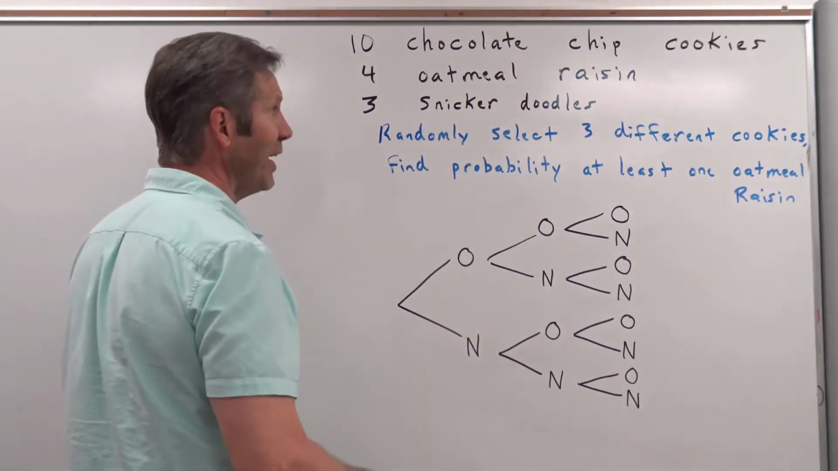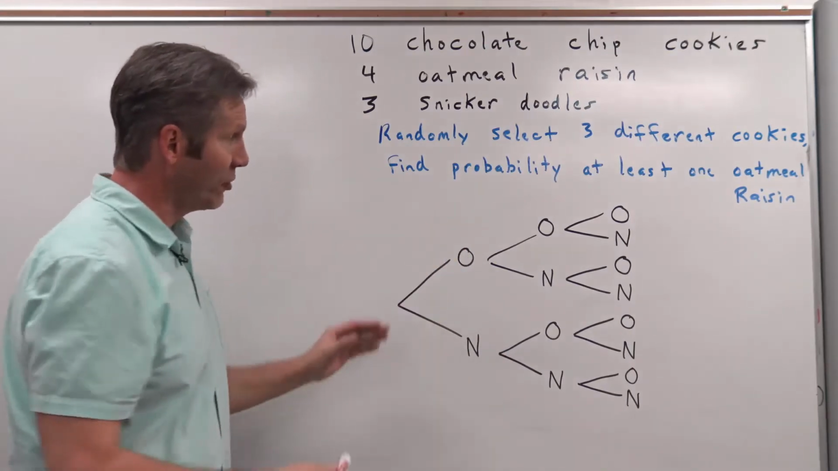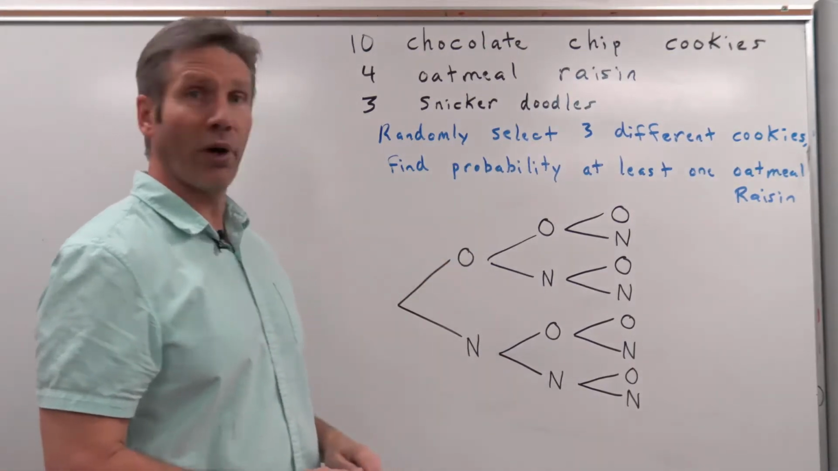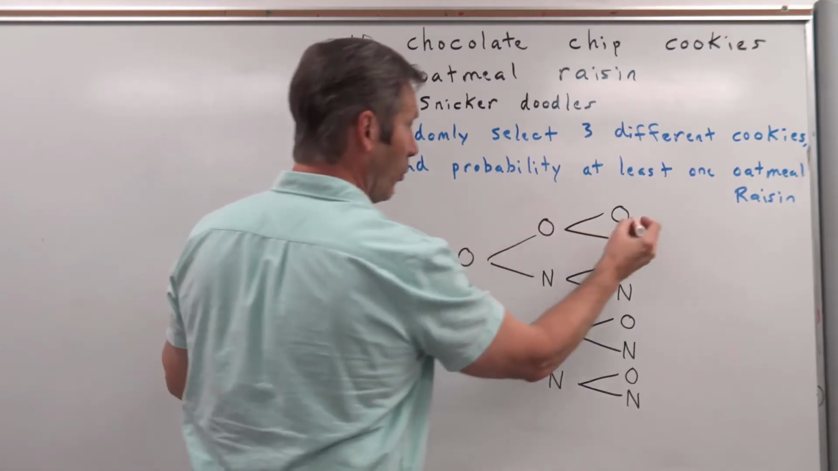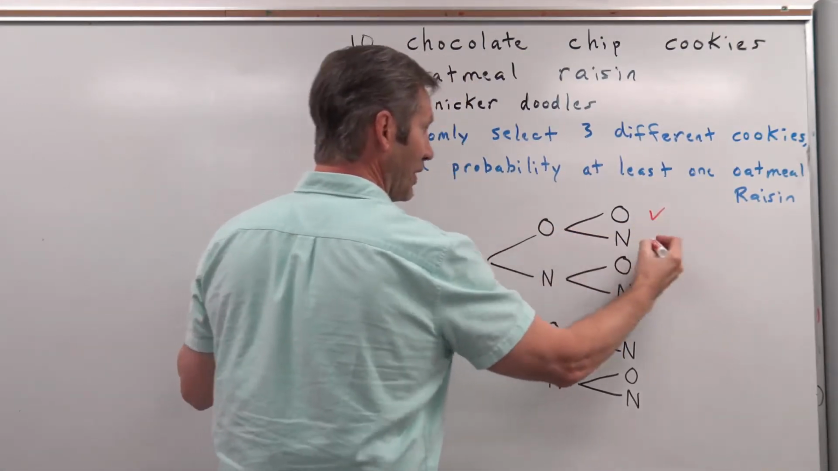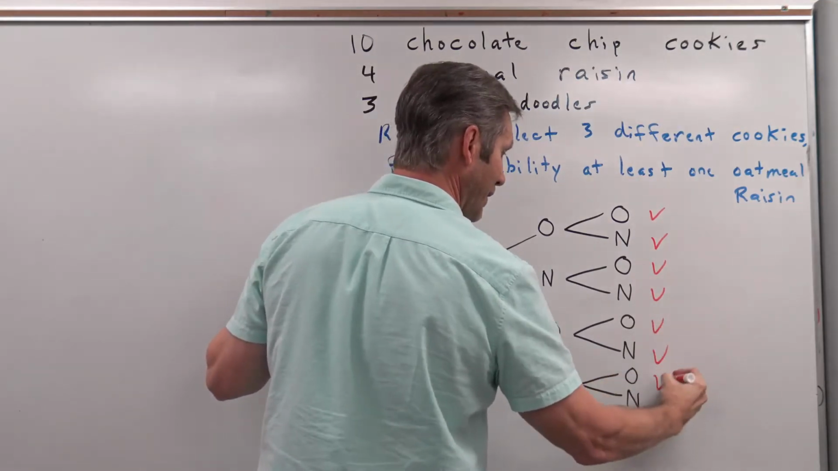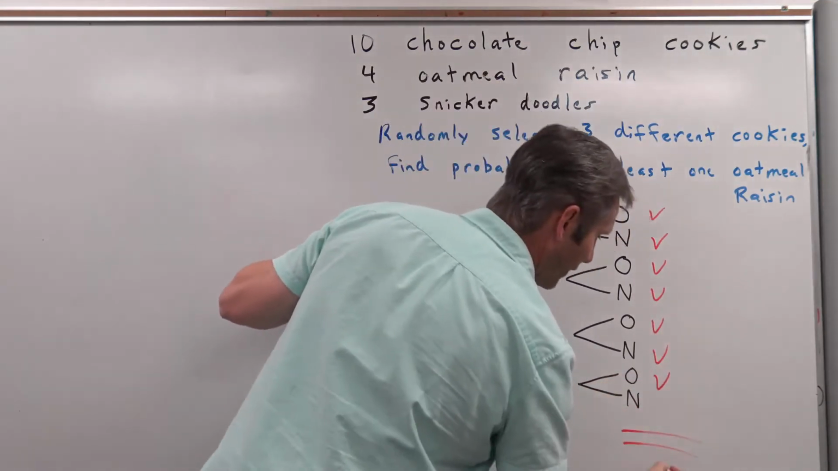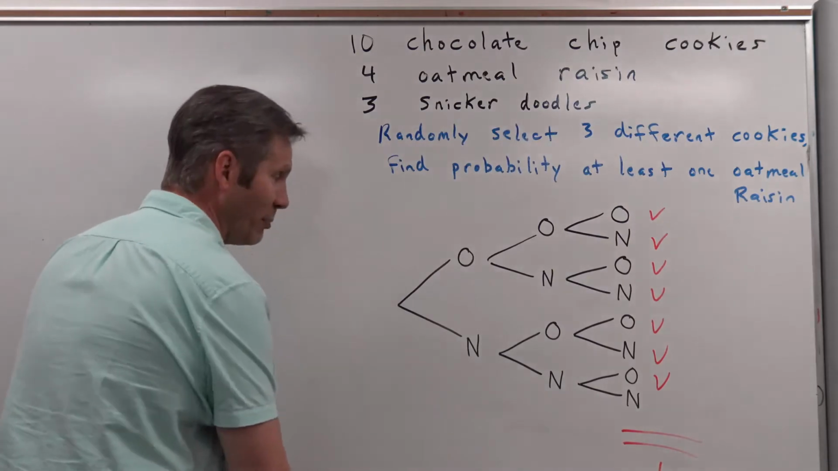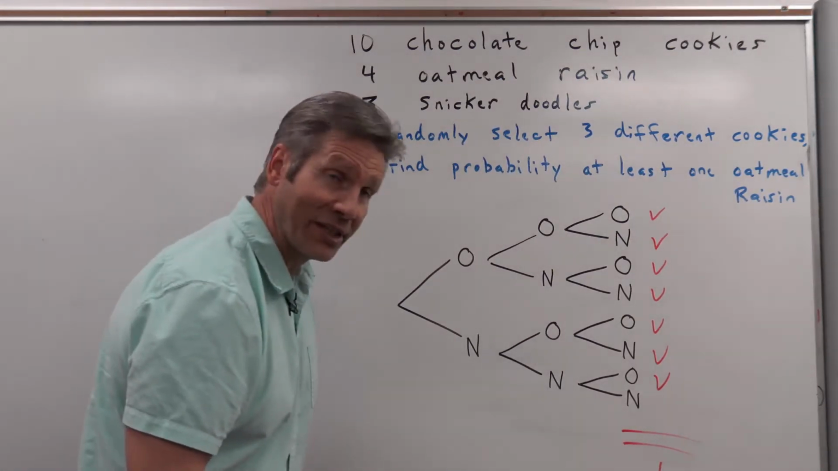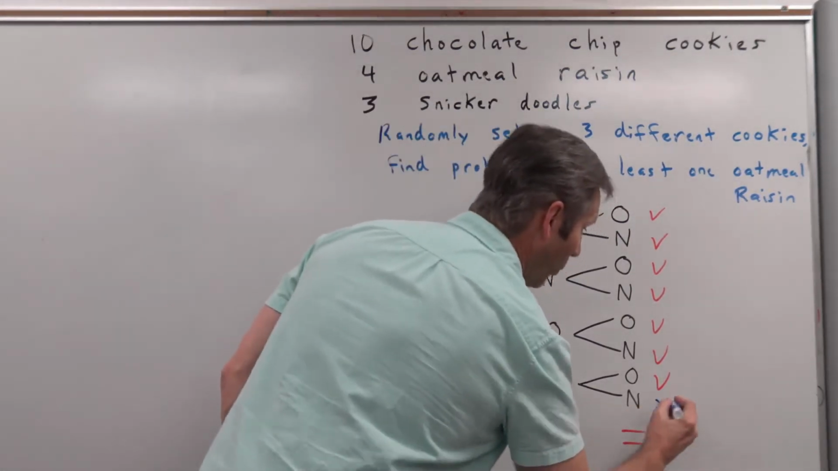But so what we can say is, well, let's see, where on the tree would you get at least one oatmeal raisin? Well, there's oatmeal raisin here, and there's at least one here, and here, and here, and here, and here, and here. Now, all the probabilities add up to 1, and the only path that doesn't have at least one oatmeal is this bad boy right here.